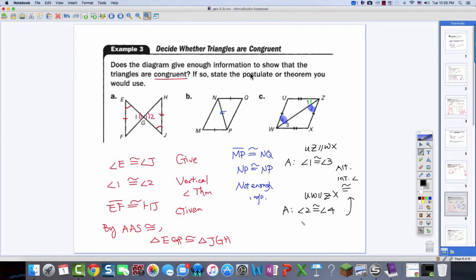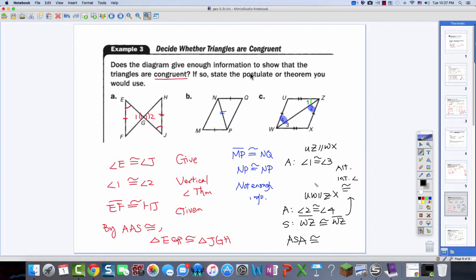And then I also know that WZ is congruent to WZ, reflexive property. We always are congruent to ourselves. So I have two angles and a side. And then let's look at the sequence. I have the side being sandwiched between the two angles. So this is an ASA congruence statement.